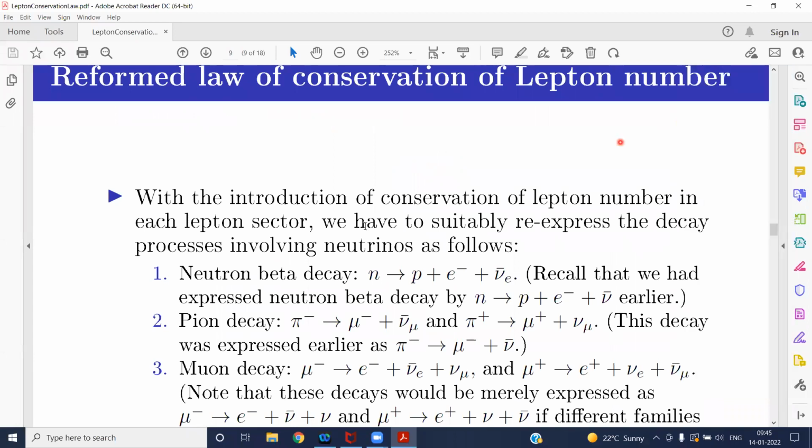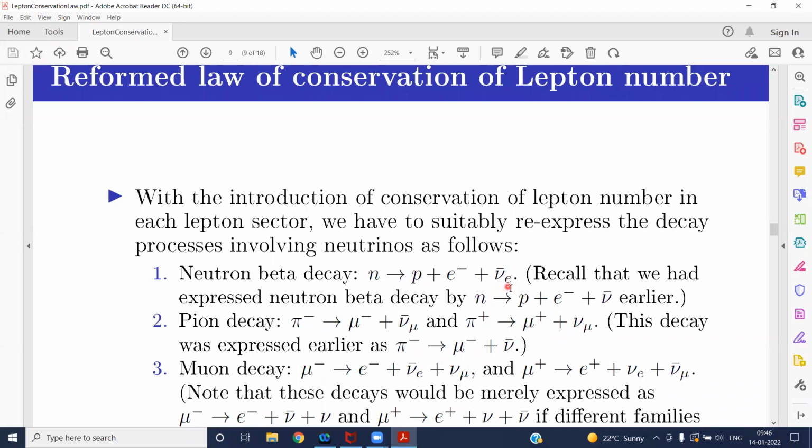Now I will say, with the introduction of conservation of lepton number in detail, for every sector, electron family, you have a lepton number. Muon family, you have a lepton number. Only for 2 particles, but it is important. Why is it important? Now consider what I call neutron beta decay. You have learned it. Now I have to add an additional classification: a neutron decays into a proton plus an electron plus an anti-neutrino, which gives you lepton number conservation, as I told you earlier.